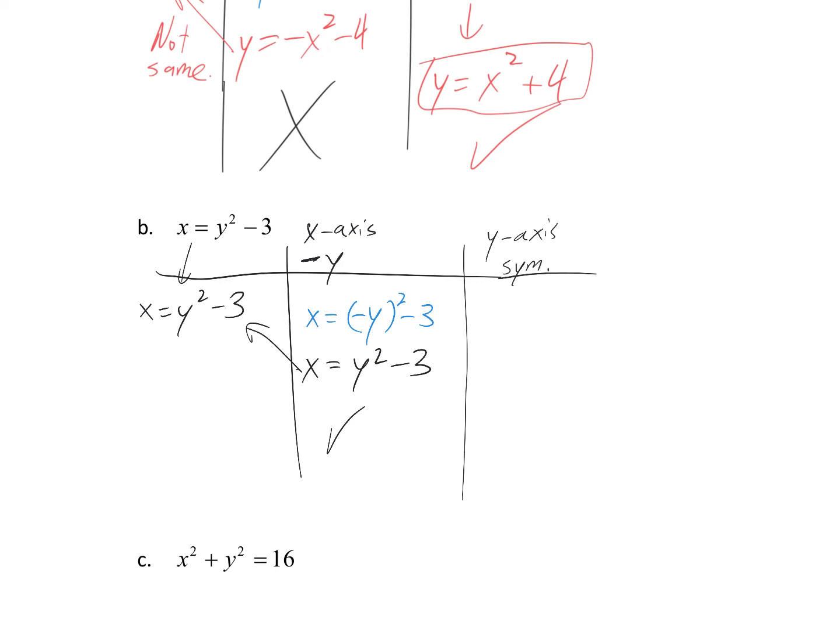Again, now we're going to plug in negative x this time instead of negative y. It's the opposite of the axis, remember. So negative x equals y squared minus 3, and you'll quickly discover this is not the same. If it does not turn back into the original, you know that that is not going to apply. And so what we discover from this one is that it has x-axis symmetry in this case.